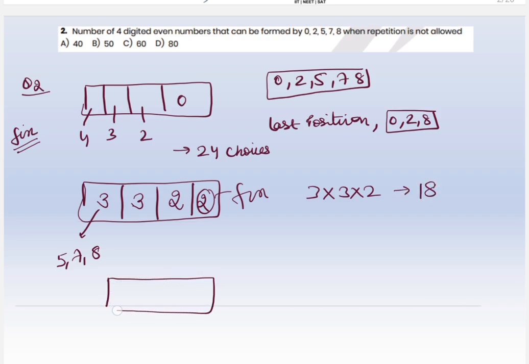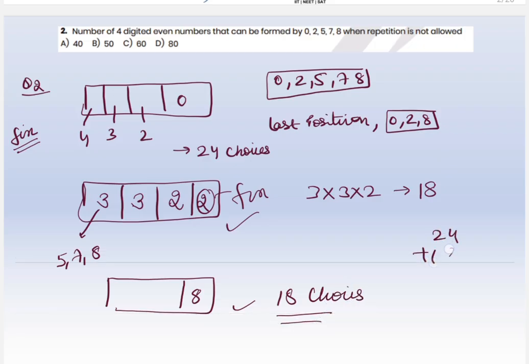Now the numbers ending with 8 will work similarly as 2. So again 18 choices. Hence total choices will be 24 plus 18 plus 18 makes it 60. Right? So option C, 60 numbers will be there.